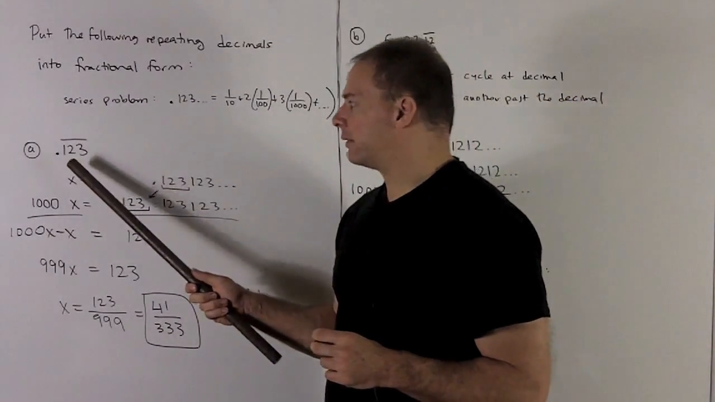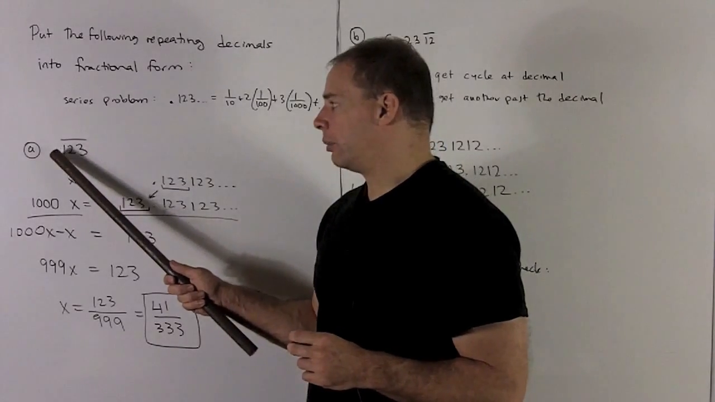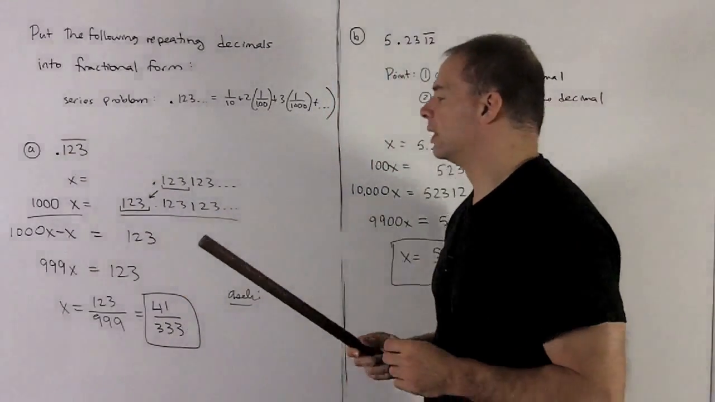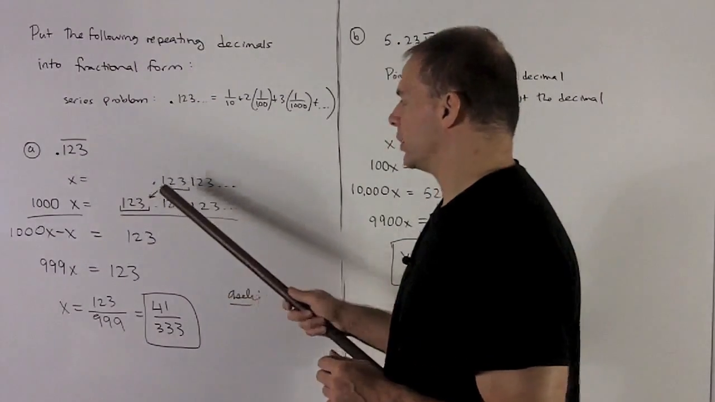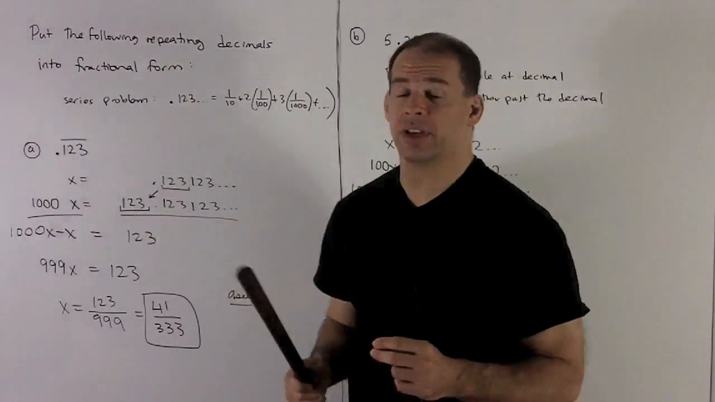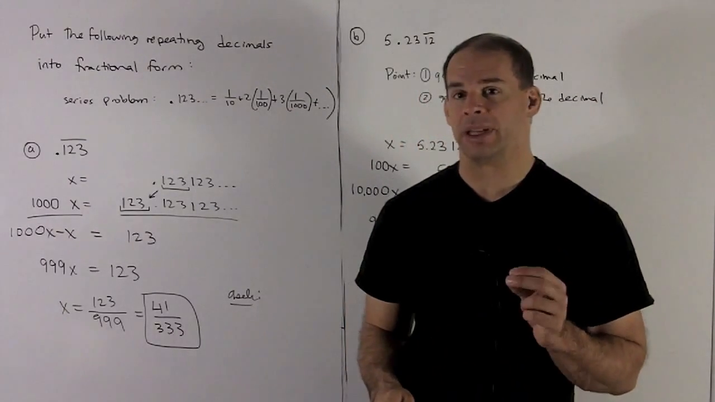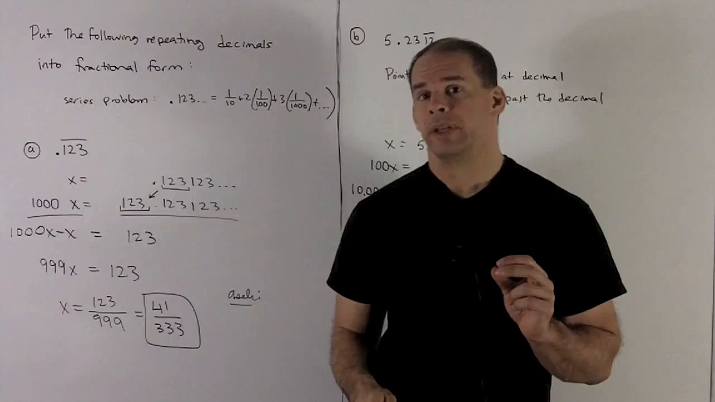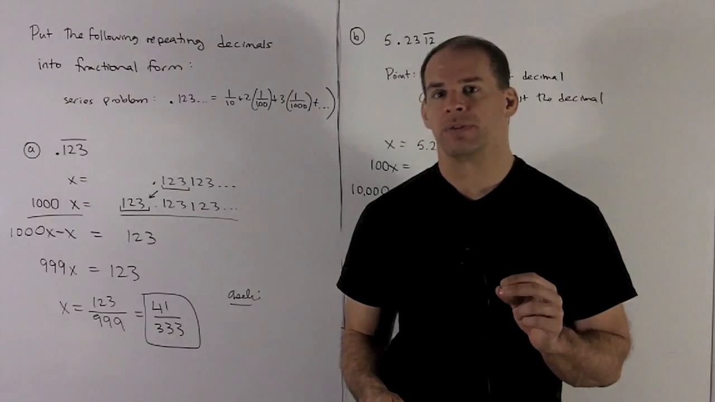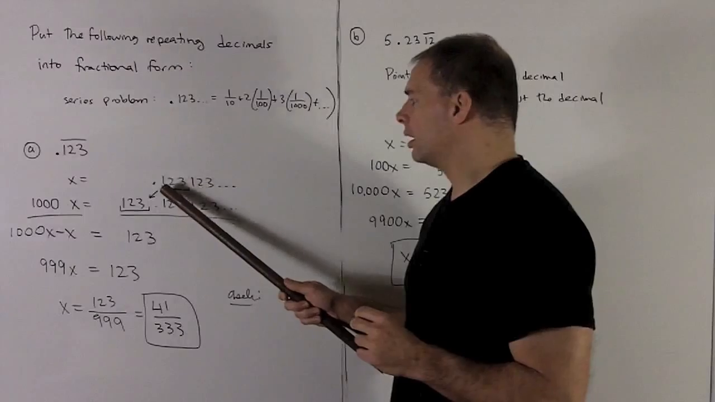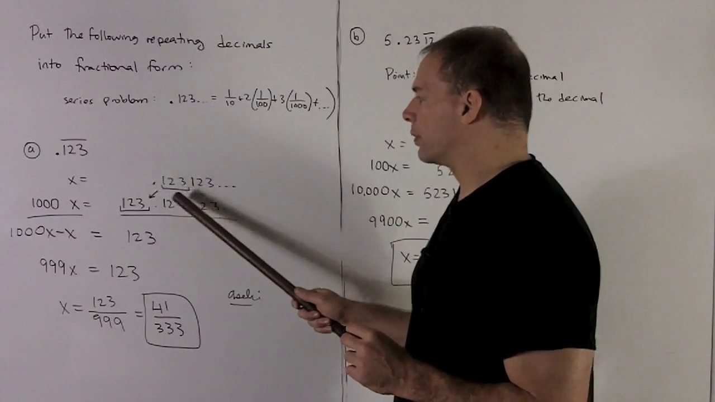So let's take a look. My first one, I'm going to have 0.123, and then the 123 is going to keep repeating. So let's write that out. So x is equal to 0.123123, giving it a name x so that I can do algebra by manipulating x. If you want to put decimals that repeat into fractional form, you just pay attention to how the cycle works. Here, it's going to cycle every 3.